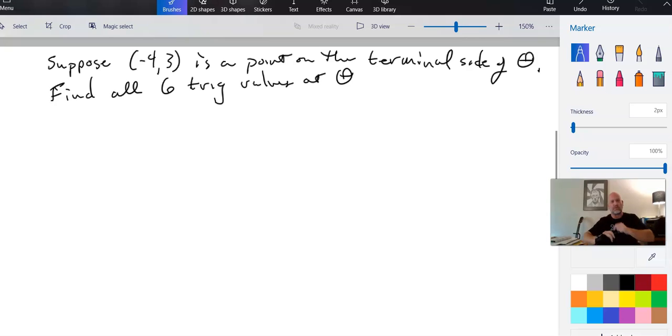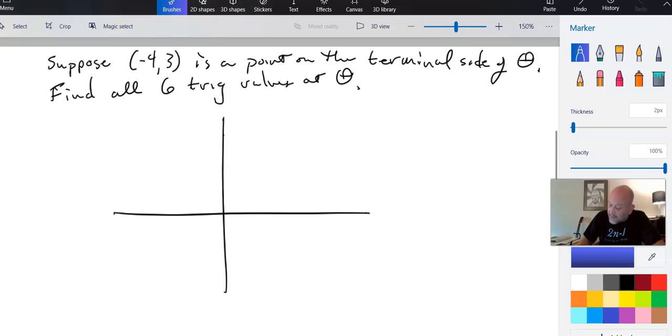Now, this is one of those types of problems where once you start to draw it out, it's really not that different than a lot of the stuff that we've been doing. It really feels like there's not enough information to start out with. But if we start with graphing this point, let's say that's -4 and that's 3. So here's our point.